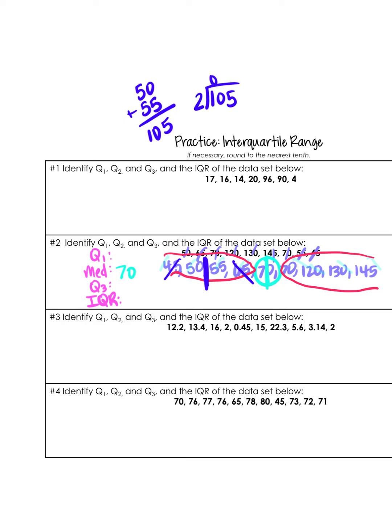So 2 goes into 10 5 times, which is 10. Subtract, I get 0, bring down my 5. That's going to go in there twice, which is 4. Subtract, I get 1. I'm going to add that decimal 0, bring this decimal up, the 0 down, and 2 will go into 10 5 times, which is 10. So that means Q1 is going to be 52 5/10.